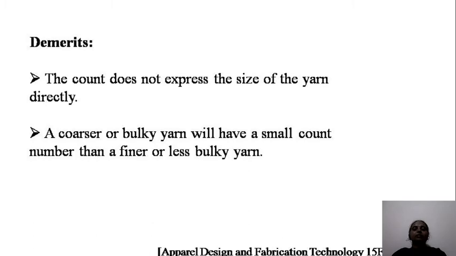And the demerits. What are the demerits of the indirect system? The count does not express the size of the yarn directly. Coarser or bulky yarn will have a small count number compared to fine or less bulky yarns. So the thicker or bulky yarn will have the small count, whereas in the direct system the finer yarn will have the higher count. So these are the demerits.